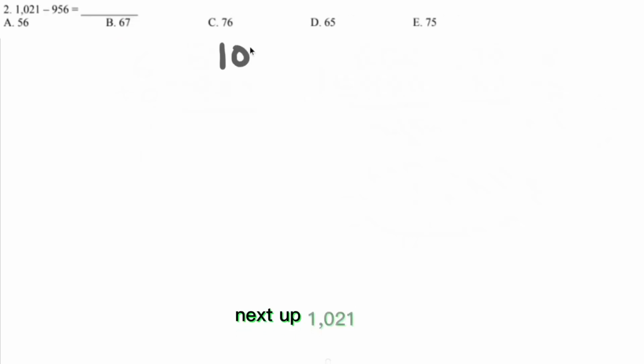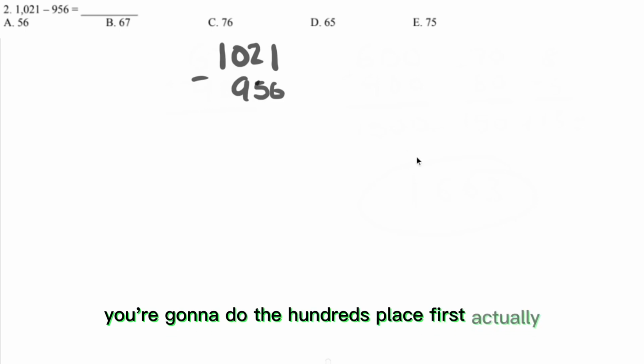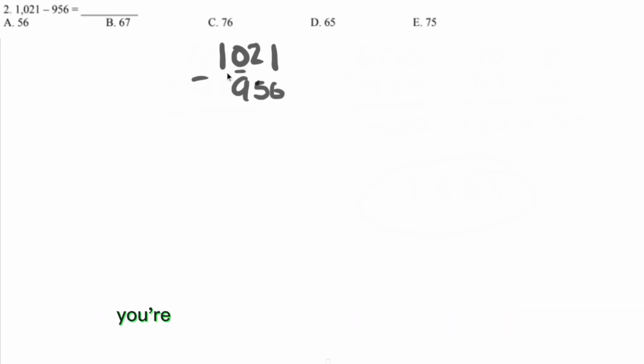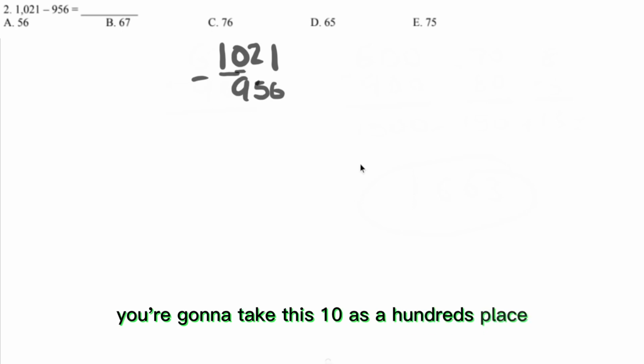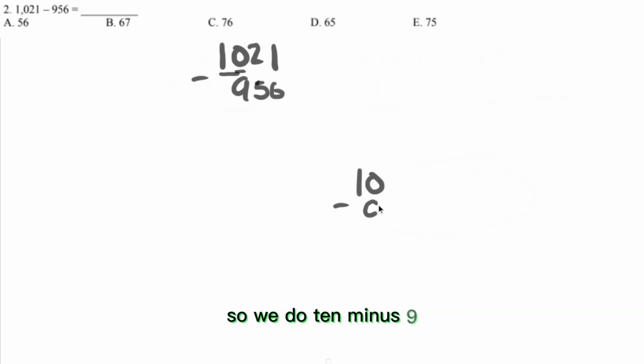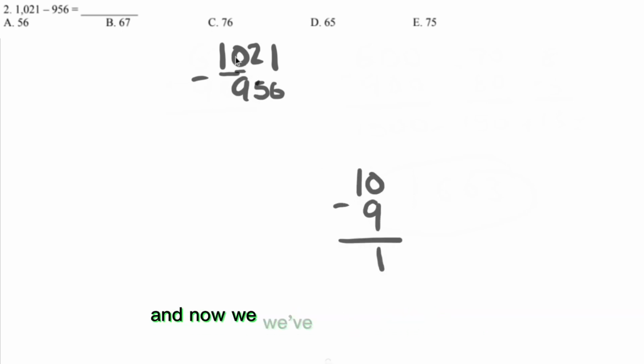Next up, 1,021 minus 956. So instead of solving this like a normal subtraction problem, similar to the last problem, you're going to do the hundreds place first, actually. But since there's no number in the hundreds place, you're going to take this 10 as the hundreds place. So we do 10 minus 9, and that gets you 1. And now we've got it in this place. So now we just have 21 minus 56.